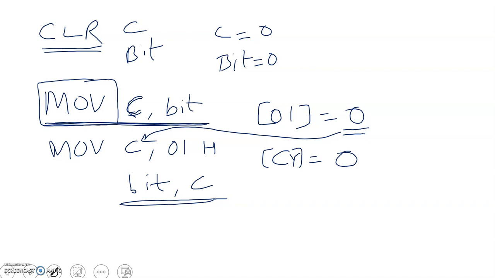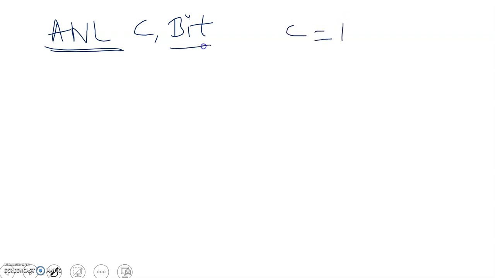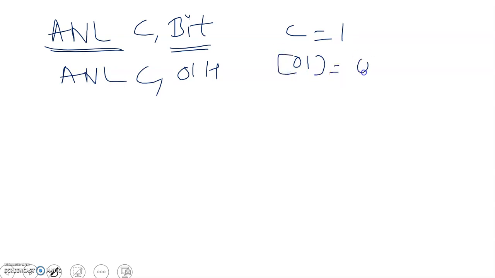Then let us take another instruction. It is ANL C, bit. ANL is AND, and this is not byte ANDing, it is bit ANDing. So if C equals 1 and I use 01H in place of bit, and this 01H had a value 0, then after execution of this instruction C will have a value 0, because ANDing these two results in 0. The value is stored in C.